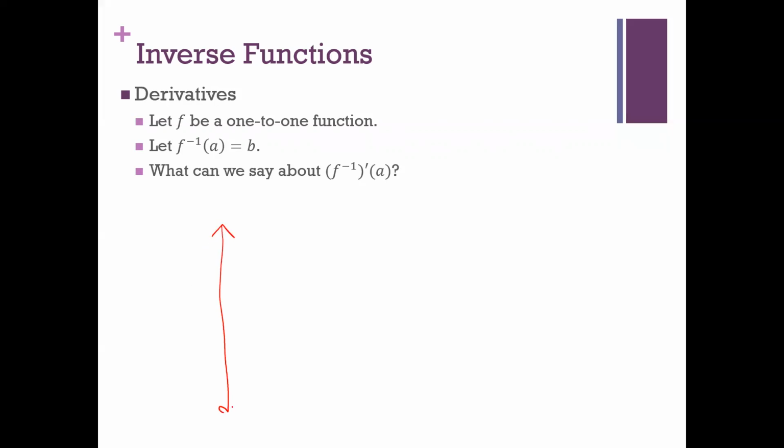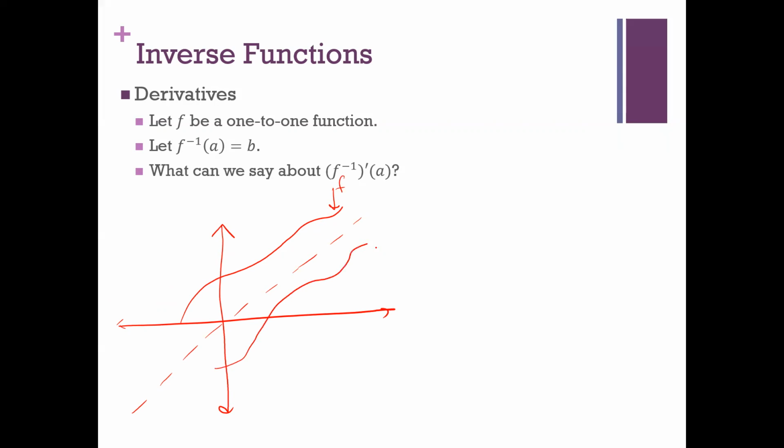Let's draw a picture. So I have a 1 to 1 function. I'm going to think about its graph and its inverse. So I'll call this one f. Try to replicate this. Okay. Good enough representation of the inverse.